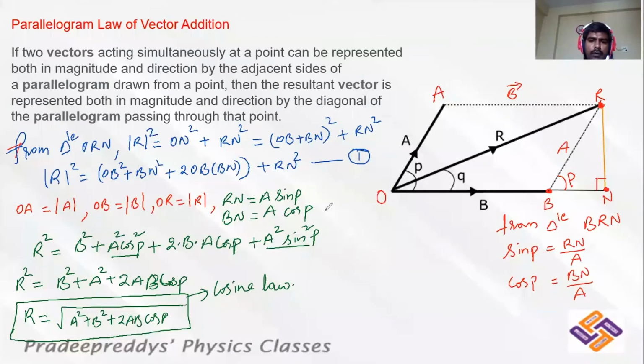Now I want to find out the angle made by this resultant vector with the horizontal, right? So for that, I'll just use this.